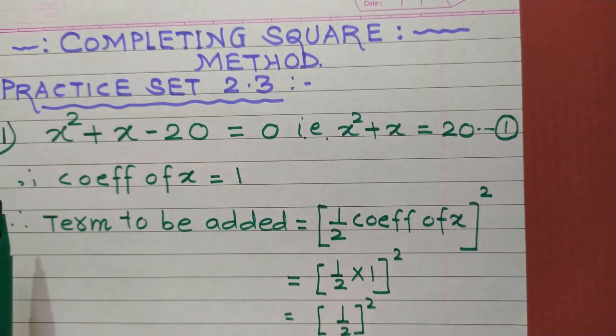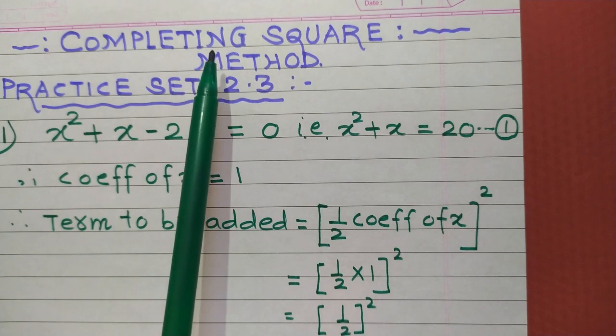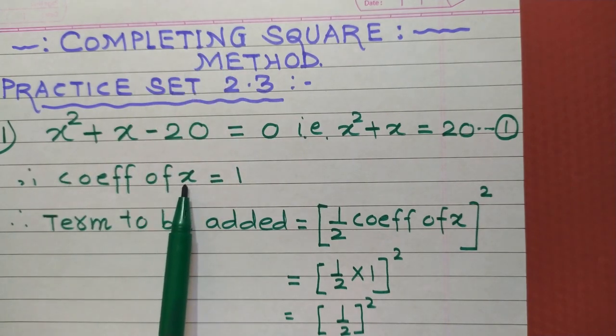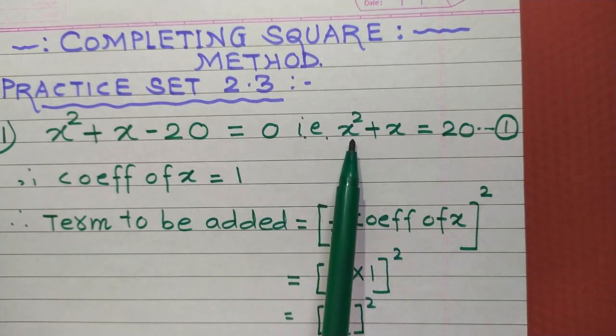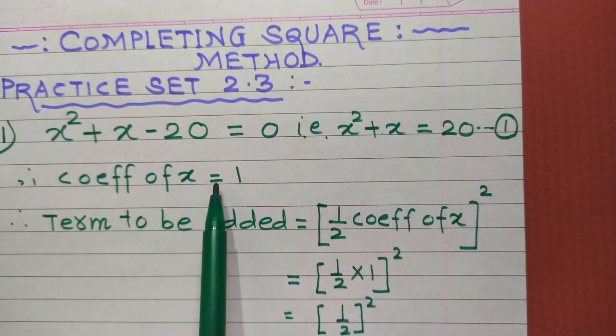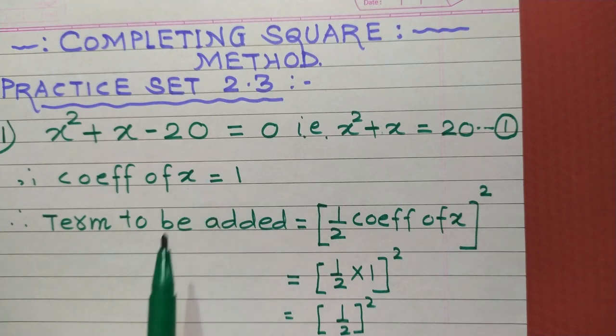Now step 1 of solving this quadratic equation by the completing square method is to find out the coefficient of x. So what is the coefficient of x here? You can see there is no written coefficient. No coefficient means the coefficient of x is 1. So here I have written the coefficient of x as 1.